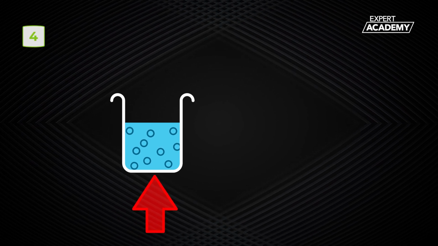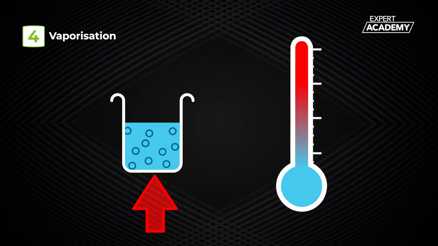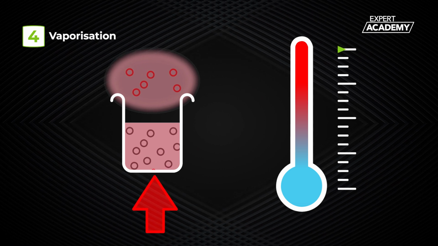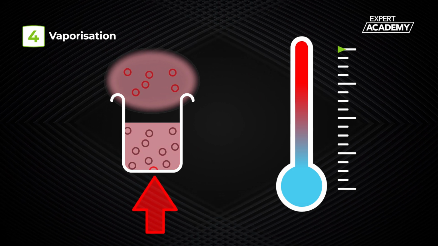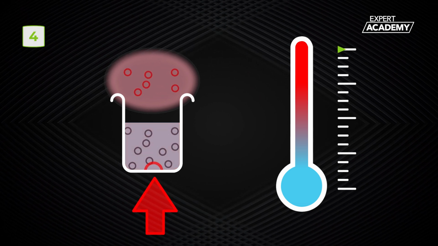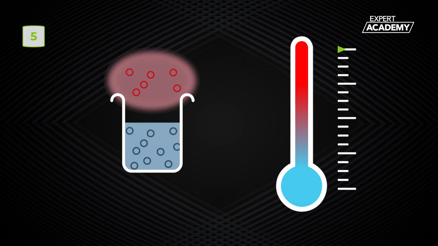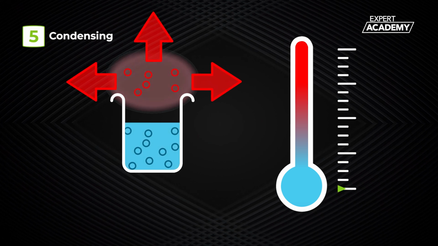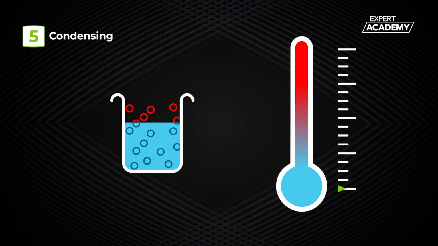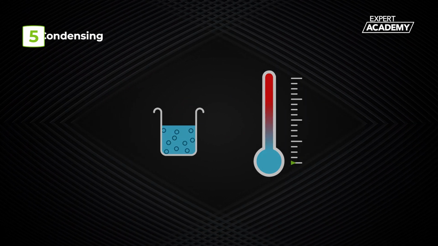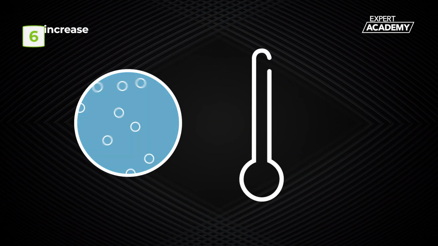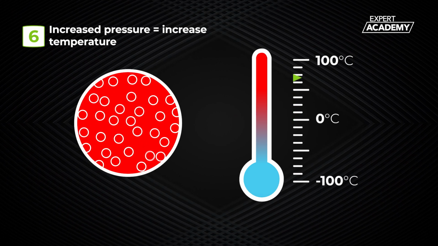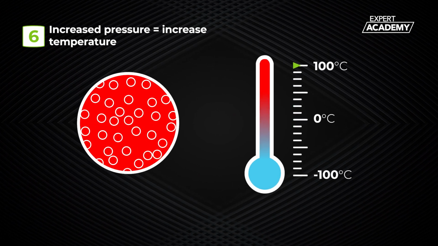Number 4. When a refrigerant changes state from a liquid to a gas, it absorbs a large amount of thermal energy. This process is called vaporization. Number 5. When a refrigerant changes state from a gas to a liquid, it releases a large amount of thermal energy. This process is called condensing. Number 6. If we compress a gas, it increases in temperature. Increased pressure equals increased temperature.